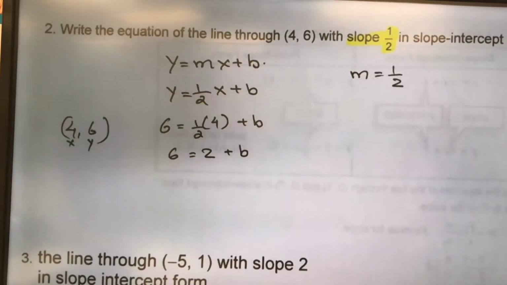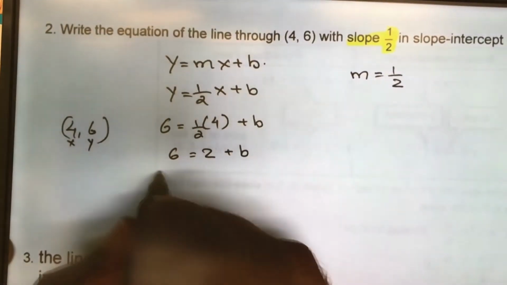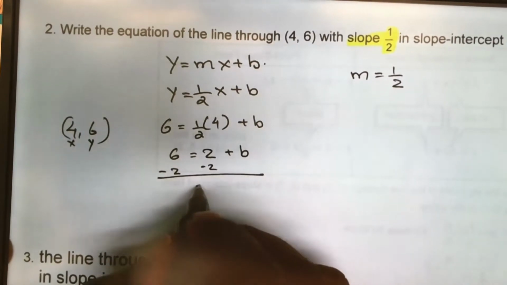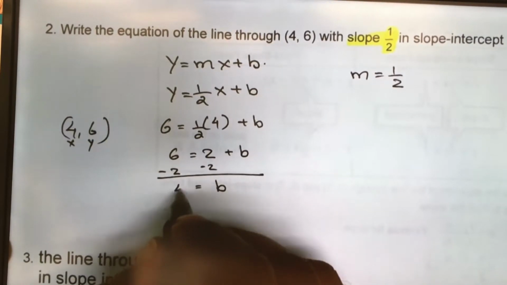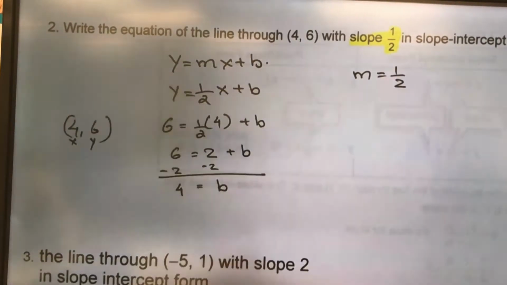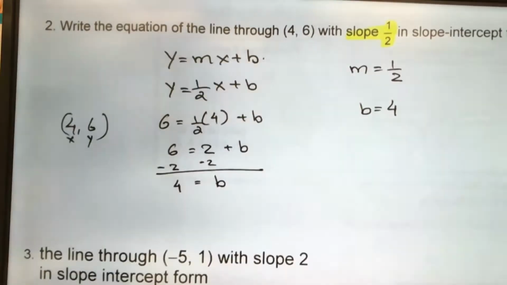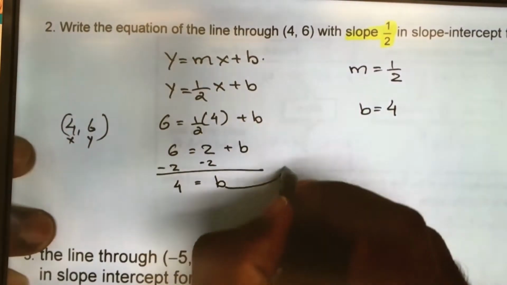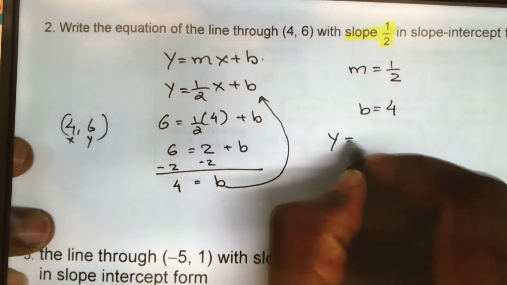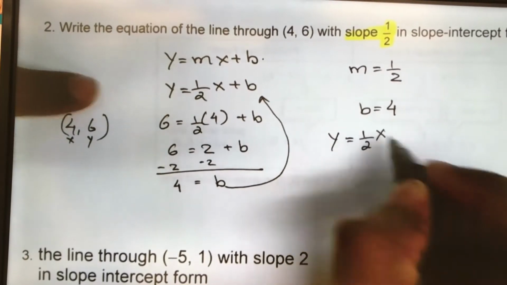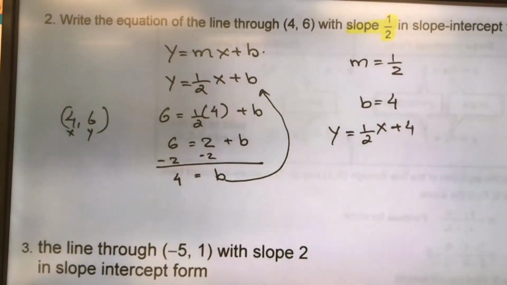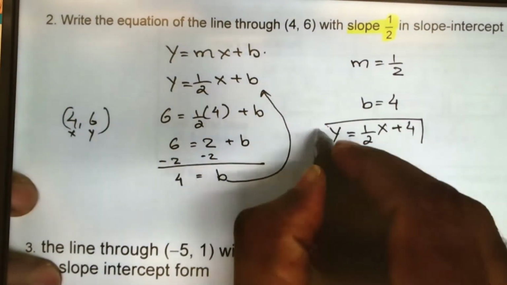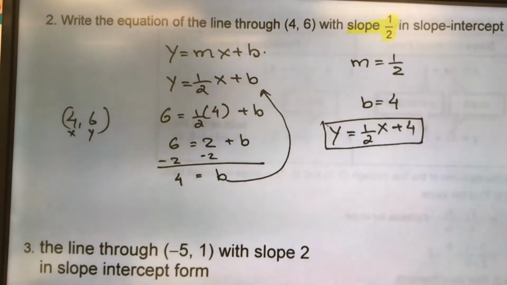To solve for b, I subtract 2 from both sides. You get b = 2 minus 2 cancels out, 6 minus 2 is 4. So now I have the value b = 4. So I can write the equation y = m x plus b, that is 1/2 of x plus 4. So the answer is y = 1/2 x + 4, the equation of the line.